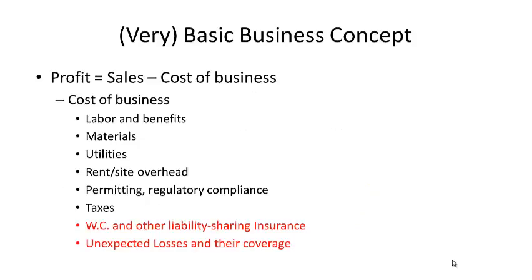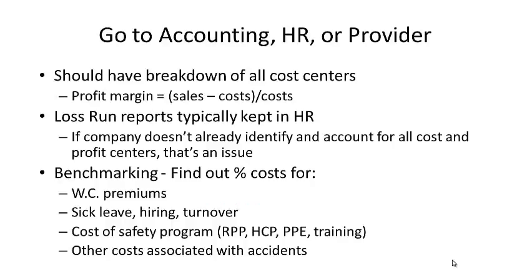Here is an oversimplified equation. Every business has costs, labor, materials, and utilities, in order to run it, and all that is meant to produce sales, whether it's sales of service or product. The difference between the two is profit. If the cost of business is above sales, then that is a financial loss. The bottom two items are what we're really going to focus on, and that is the workers' compensation and other liability insurance. You'd pay premiums, but there are also associated unexpected losses that aren't covered by that insurance.